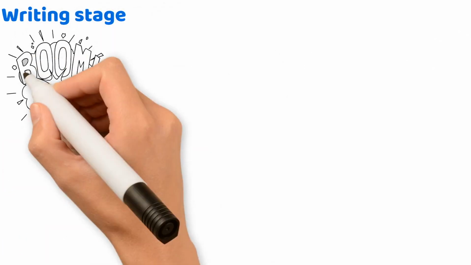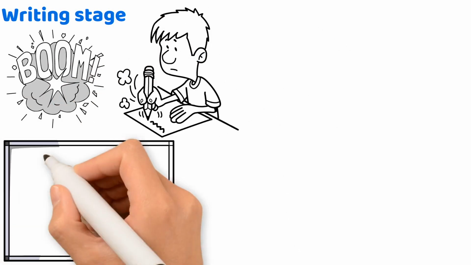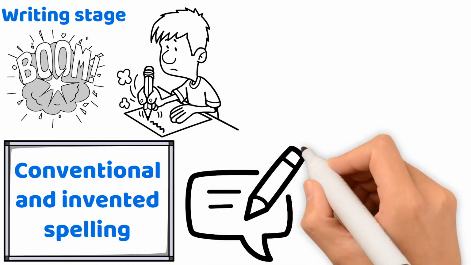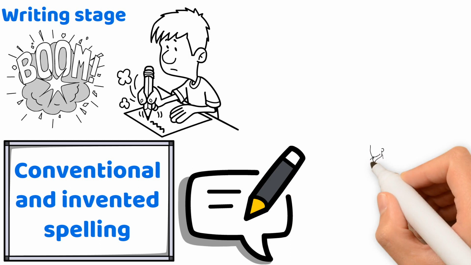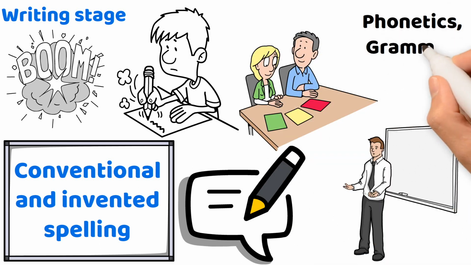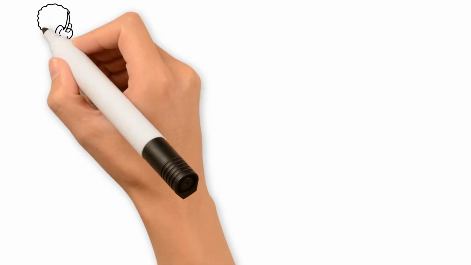Now, let's talk about the writing stage. This is where the real magic happens. Here, children begin to write words and sentences, initially using a mix of conventional and invented spelling. It's a fascinating phase where literacy skills begin to solidify. As a teacher, your role is to help children apply their understanding of phonetics, grammar, and vocabulary to communicate effectively through written text. Here's a big one.